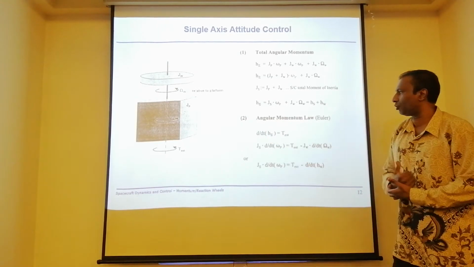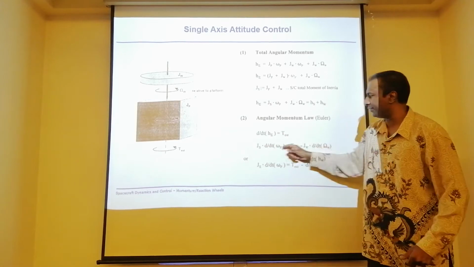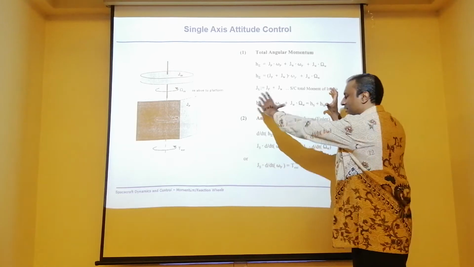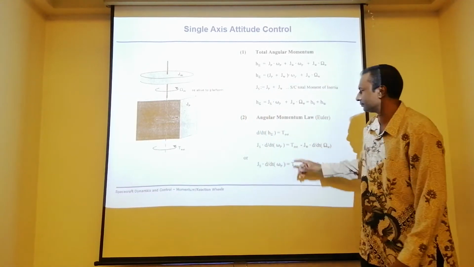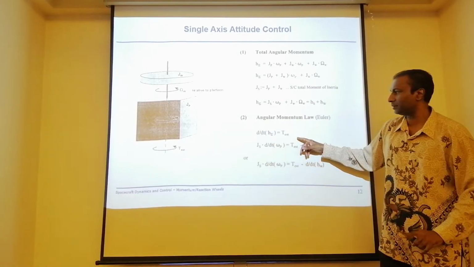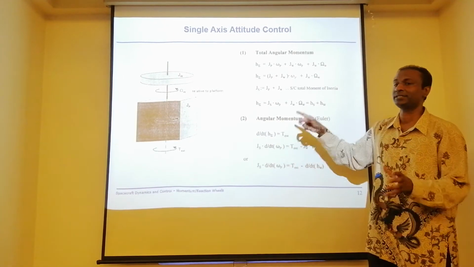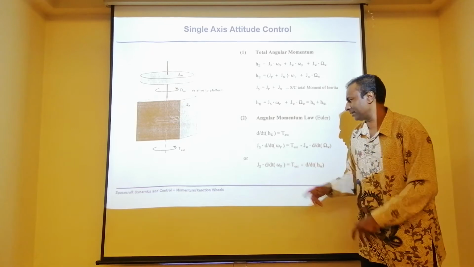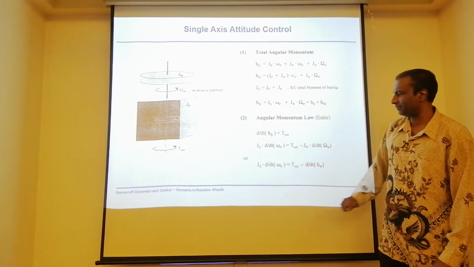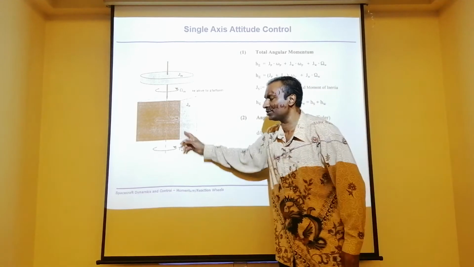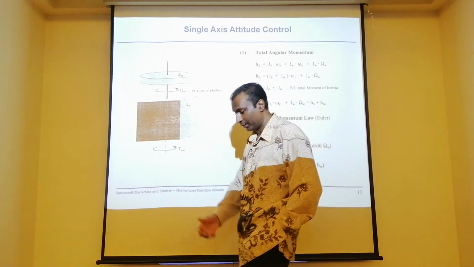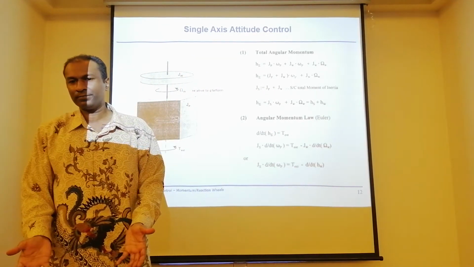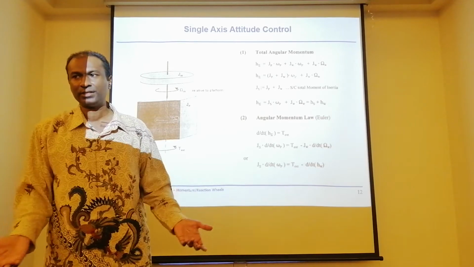Now, the angular momentum law says this: the derivative of the total angular momentum of the whole system can only change due to external disturbance. That's what Euler's fundamental law tells you. If that is the case, I can't change my inertia, I can't change the inertia of the wheel. When I launch a satellite, my volume is fixed, my inertia is fixed. How can I change this? The only thing I can change is the velocity. In fact, that is what is changing.